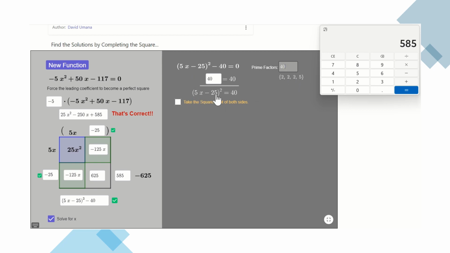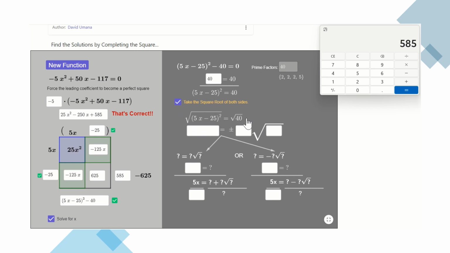I've now rewritten it: 5x minus 25 in parentheses squared equals 40. It tells me to take the square root of both sides, so I'll click here. Notice how it takes the square root of both sides. The effect of taking the square root of something squared is that I'm left with 5x minus 25. Now on this side, this is where the prime factors come in. I noticed that 40 was three 2's and a 5. I'm going to look at the first pair, and I'll say that makes 2. I visualize that I have a 2 and 5 left over, and that makes 10. As a result, my equation here should adjust.